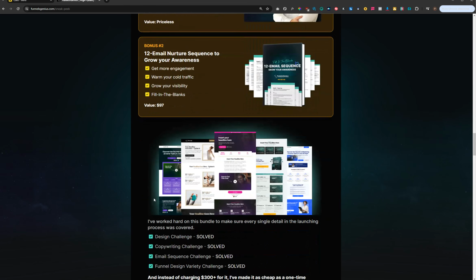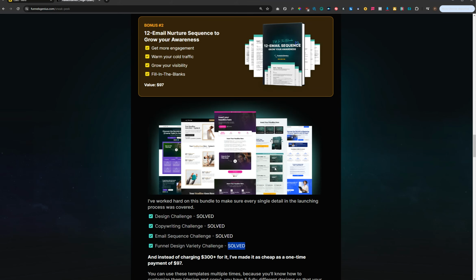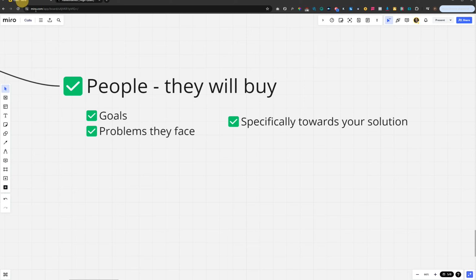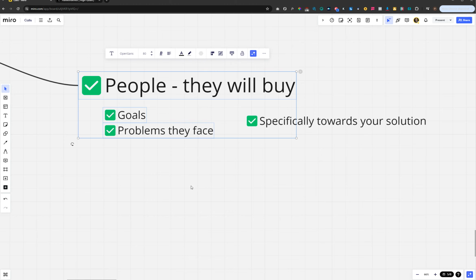So all these things are solving people's problems. Design challenge, solved. Copywriting challenge, solved. Email sequence, solved. Funnel design variety, solved. Okay? So basically, I'm attracting people with templates, but I have a very solid, unique proposition that is aimed at people: why they buy, how they buy, the goals they have, the problems they face, trying to make it happen.